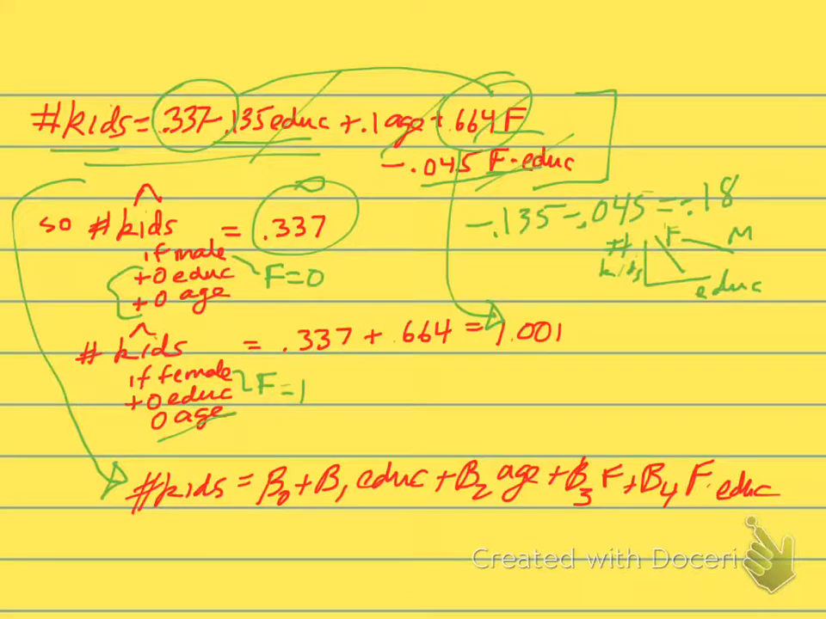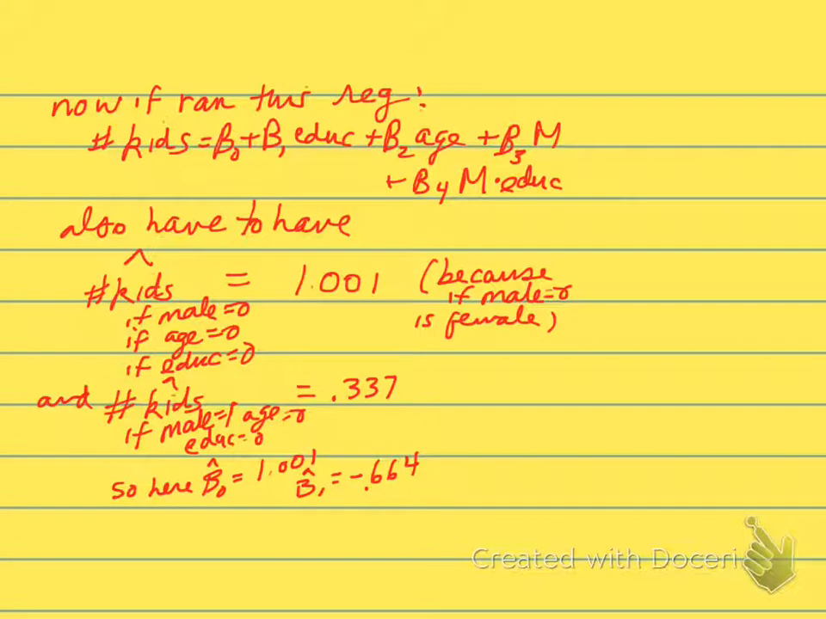Why did we set these? Because we wanted to consider another problem. It was a pretty typical final exam problem. Suppose you ran the regression with the dummy variable being male rather than female, so M rather than F. So now you have the same regression, same data: number of kids equals beta 0 plus beta 1 times education plus beta 2 times age plus beta 3 times the dummy variable for whether you're male, plus beta 4 times the dummy variable for male times education. So here now we want to know, what are the predicted beta 0 hat and beta 3 hat? What are the coefficients that we're going to get on those variables?